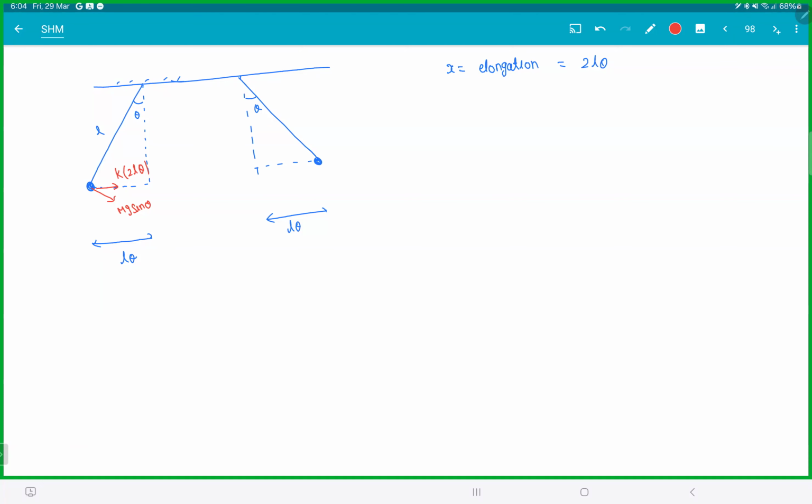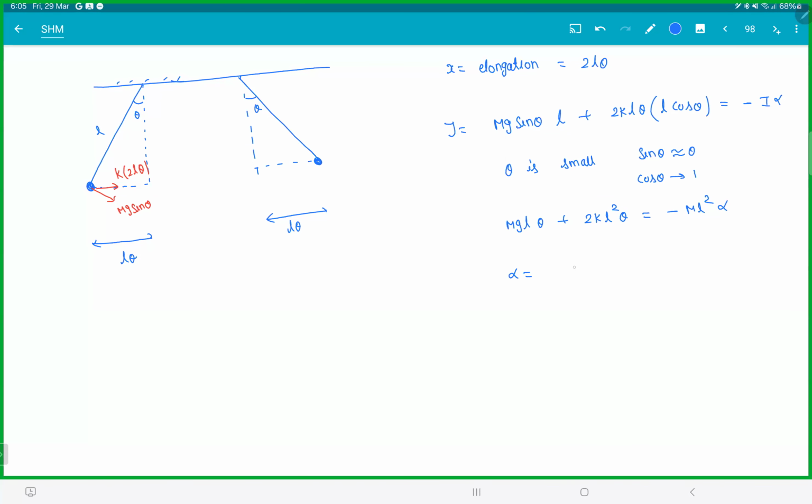I don't know the answer exactly, but let's see the torque. So torque will be mg sine theta into L plus 2k L theta into perpendicular distance, which will be L cos theta, is equal to minus I alpha. Now remember, theta is small. If theta is small, sine theta becomes theta and cos theta becomes 1. So this will be mgl theta plus 2kl square theta is equal to minus ml square alpha.